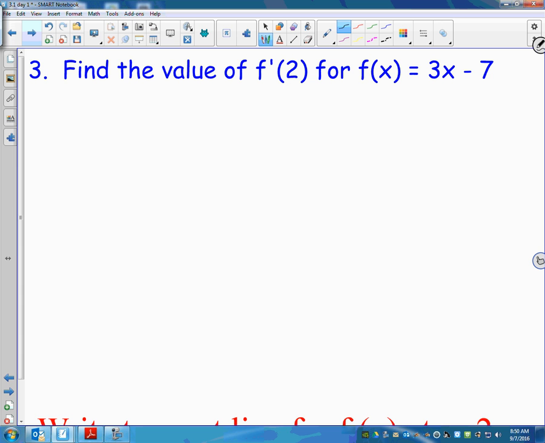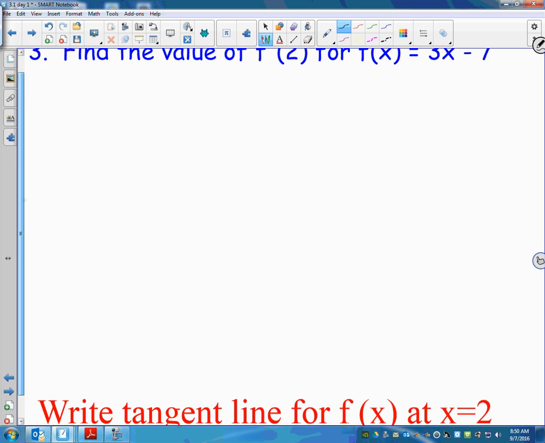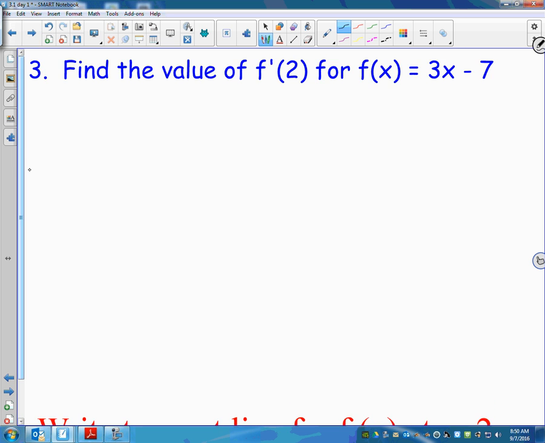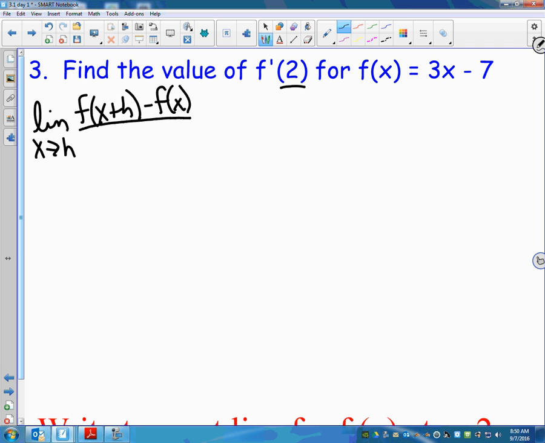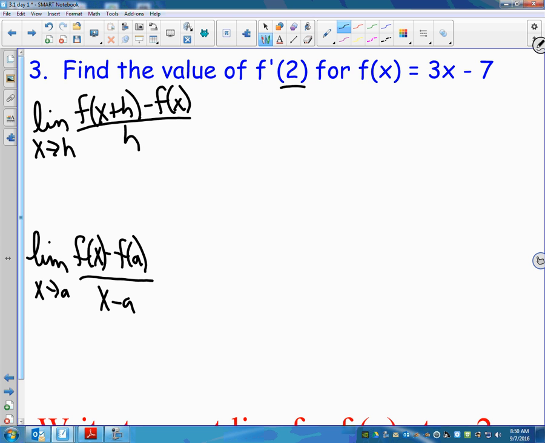Find the value of f prime of 2 for this function, and then I write the tangent line. Writing tangent lines, writing normal lines, still a huge part of what we're doing. Because we're doing a point here, you have two options. You can do the limit as h approaches 0 of f of x plus h minus f of x all over h, or you can do the limit as x approaches a of f of x minus f of a over x minus a. You're going to get the same answer.